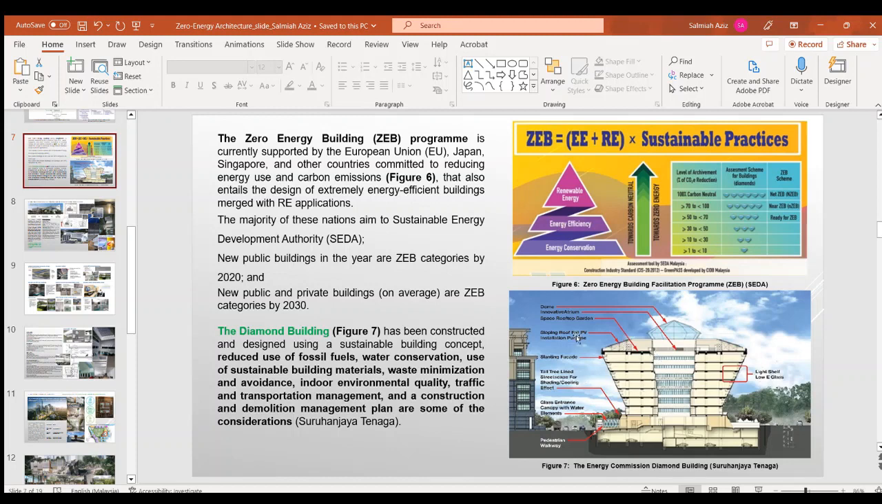So this is the detail of the section of the Diamond Building. If you look here, there is the dome, which is more like an atrium or a skylight, where natural light can go into the building through this courtyard or atrium. You can call it a courtyard as well, but in a modern way. So this is the innovation atrium.